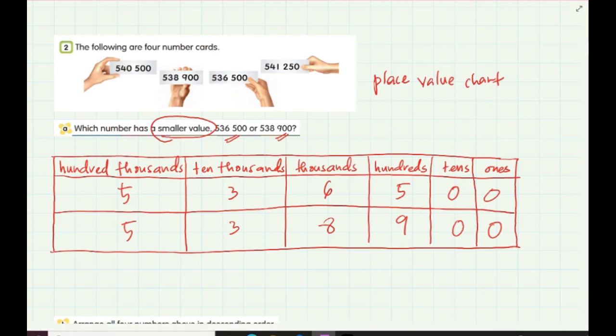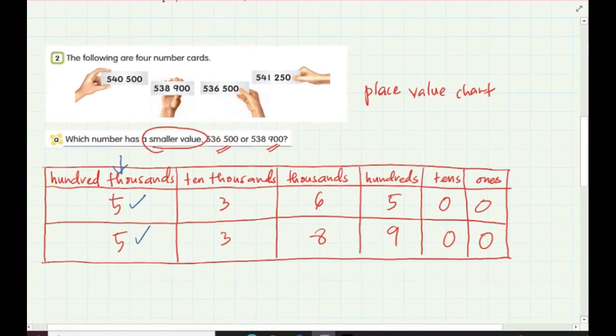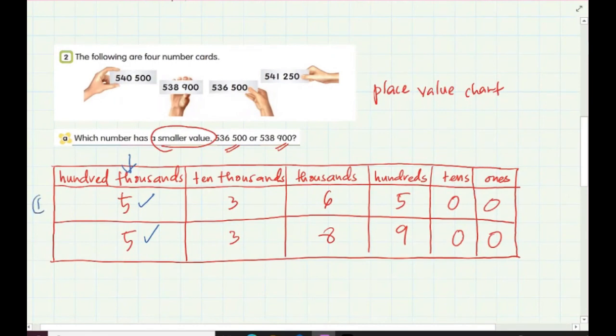First one, look at the 100,000. Again, 100,000. Find out that the value is 500,000. This one is also 500,000. This is for number 1 and this is for number 2. So we can compare. Look at the 10,000 also. The number has 30,000. Second number also 30,000. We can compare. The value are same. Okay. So go through to the 1,000. Now we can find out which number is smaller.